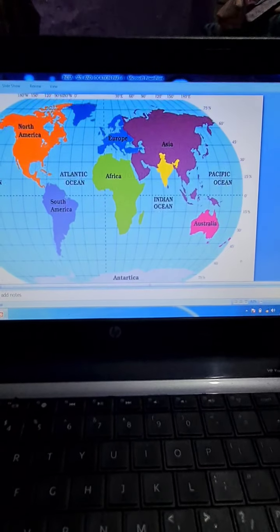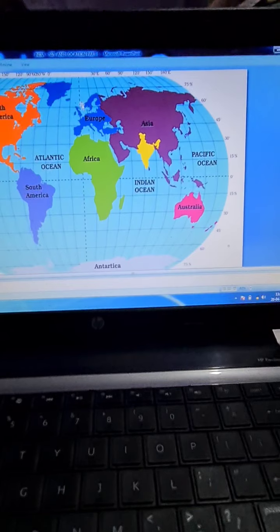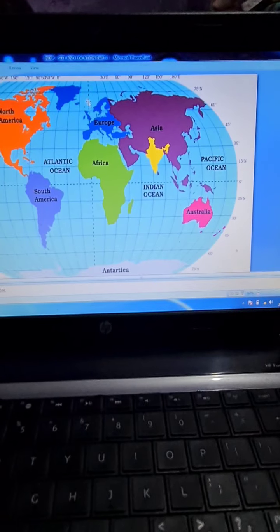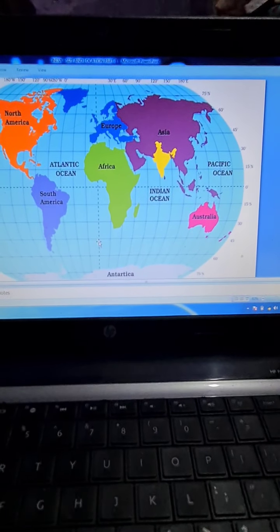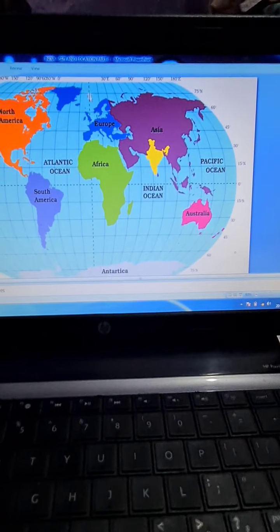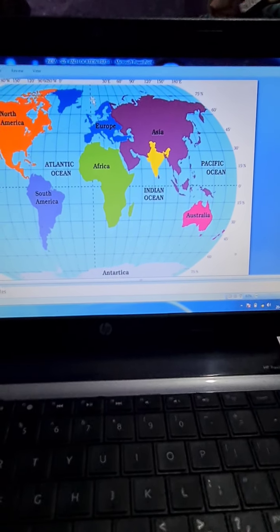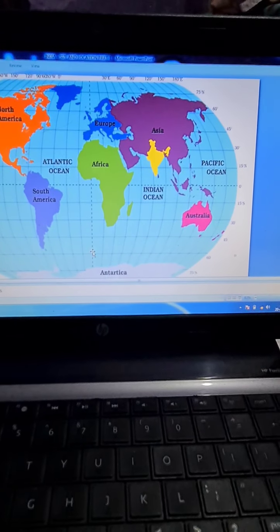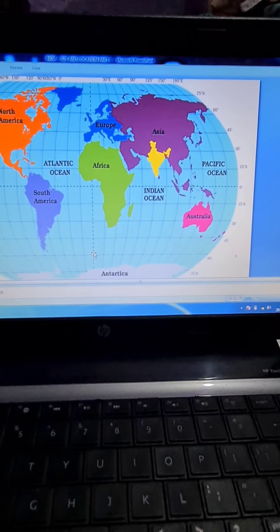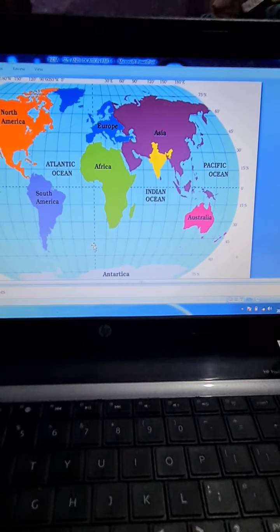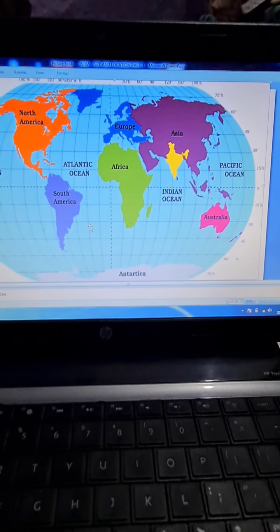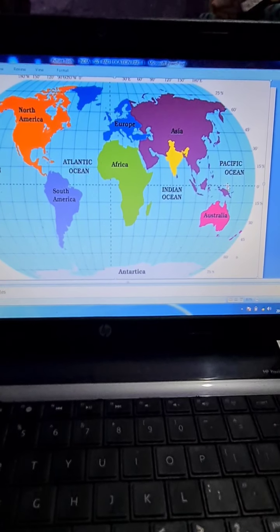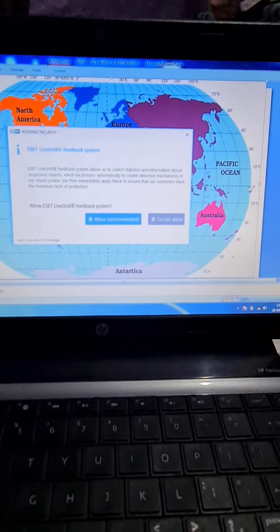Now look at the map. In this globe, if we look closely, we can find two dotted lines. The first, which has been given vertically, is considered a longitudinal line. Many lines have been given, but this dotted line is considered the prime meridian. And the second, which we see in horizontal form, represents the equator.